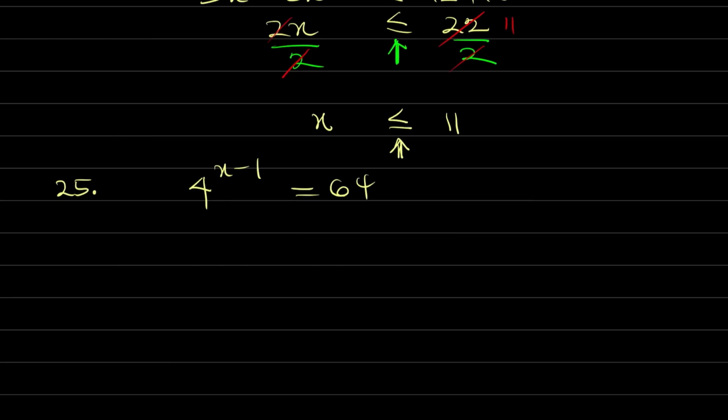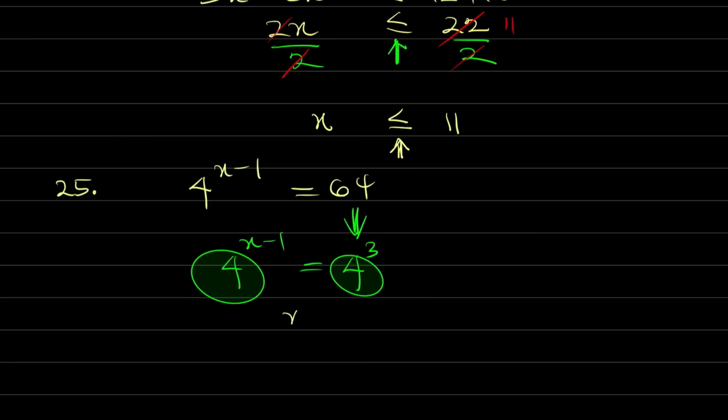But if we haven't, what we are expected to do is to simply convert 64 to 4 raised to power 3 and equate it to what we have on the left. And because we have solved something similar, by now we already know that if the bases are the same, then the powers must be equal, meaning that x minus 1 is equal to 3, or x is simply equal to 4. This is our final answer for this question.